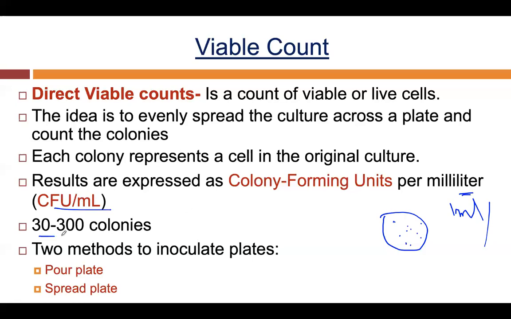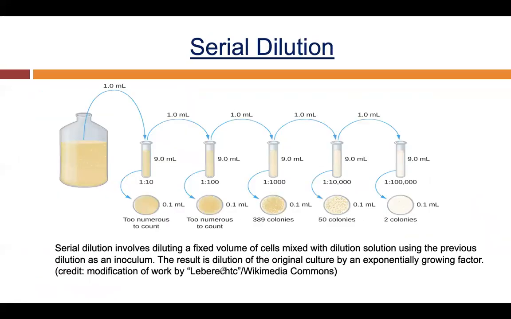But there is a range. We can only count if there are 30 to 300 colonies on the plate. Below 30 is negligible. So on a plate, if there are fewer than 30 colonies, that is negligible. At the same time, if there are more than 300 colonies, that is also negligible. So our range is 30 to 300 colonies. Two methods are there, pour plate and spread plate.